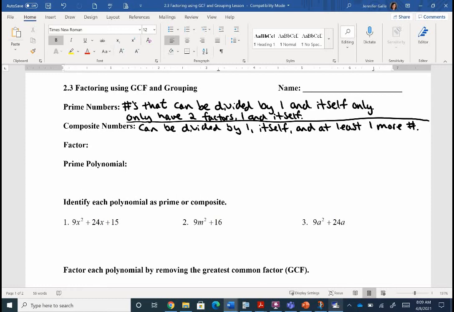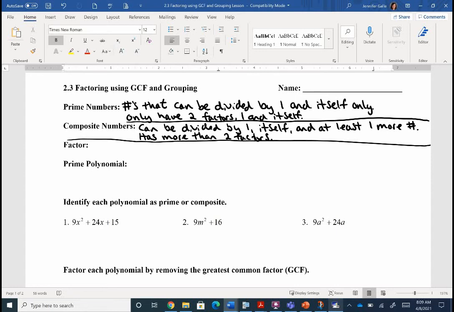So composites can be divided by 1, itself, and at least 1 more number. Or if we look at it from a factor standpoint, it has more than 2 factors. Factors are things we multiply together. We're going to get to that definition next, because some of you are like, okay, Miss Golly, prime numbers have 2 factors. Composite numbers have more than 2 factors. So if we've been talking about factors, that'd probably be a good thing to define next.